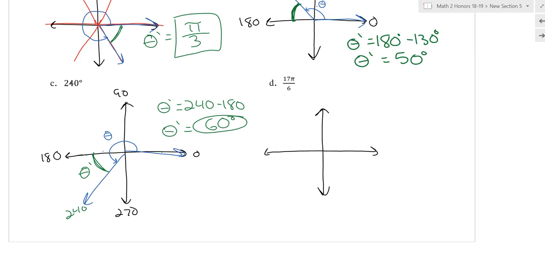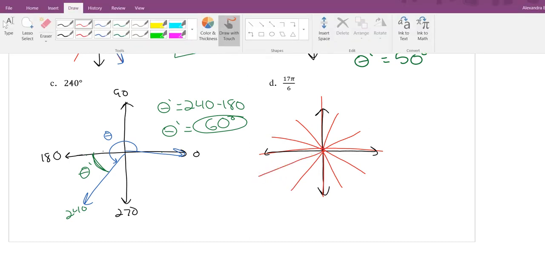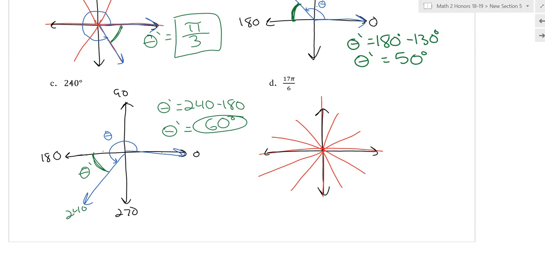I have to cut it into 6 pieces, so I'll cut it in half first. Cut these guys into thirds. Same thing on the bottom. Cut these guys into thirds. Lots of lines. And then we want to do 17 pi over 6. So I draw my line here, and I'm going to go 17. 1, 2, 3, 4, 5, 6, 7, 8, 9, 10, 11, 12, 13, 14, 15, 16, 17. Oh, but we made it all the way around.